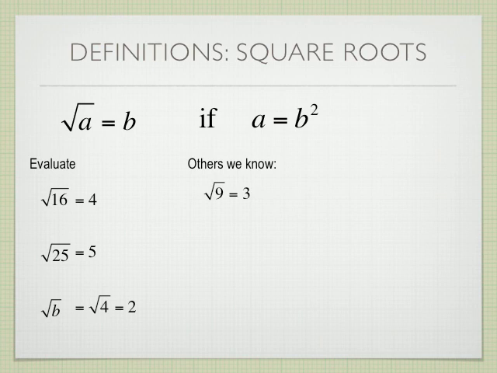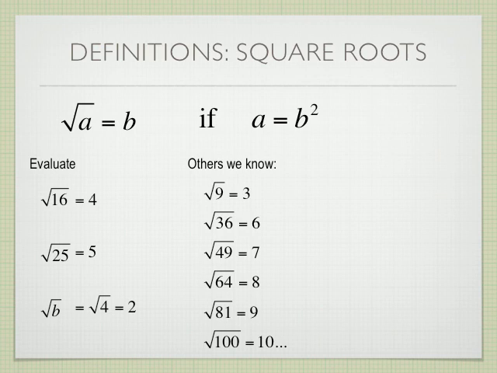The other square roots that we know, square root of 9 is 3 because 3 squared is 9. Square root of 36 is 6 because 6 times 6 is 36. Square root of 49, square root of 64, square root of 81, square root of 100. All those easy times tables that are usually the favorites of people in elementary school.